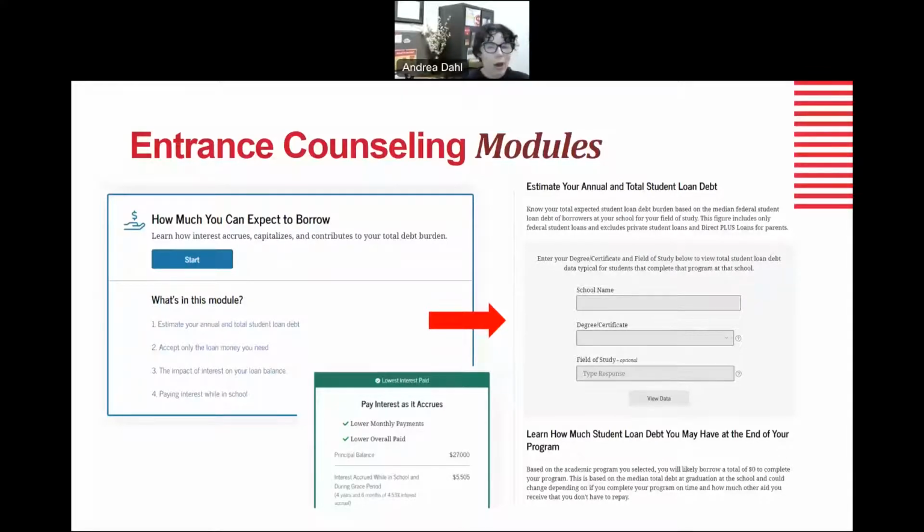You also learn about how important it is to pay interest while in school, because any interest that isn't paid by the end of your grace period after graduation will be combined with the principal amount, and you will be charged interest on top of that new principal balance. That's called interest capitalization. You'll learn about that during this counseling. So make sure you are reading and understanding the topics in each module.